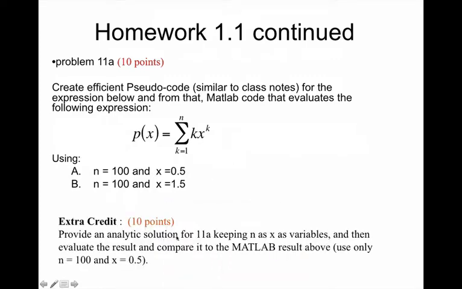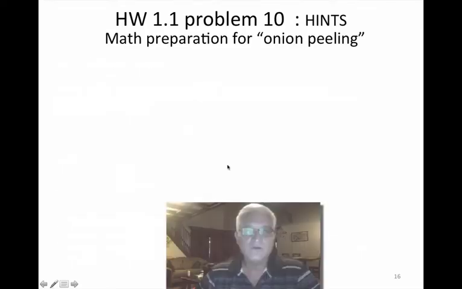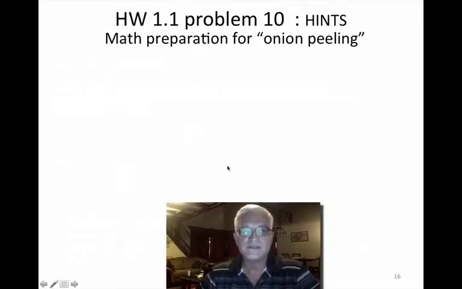Finally, there is extra credit. I recommend doing the extra credit. Extra credit problems are not represented on either the midterm or the final, but they're a good way of bolstering your points up to keep your total homework score high. So let's go ahead and look at some hints for this onion peeling approach.